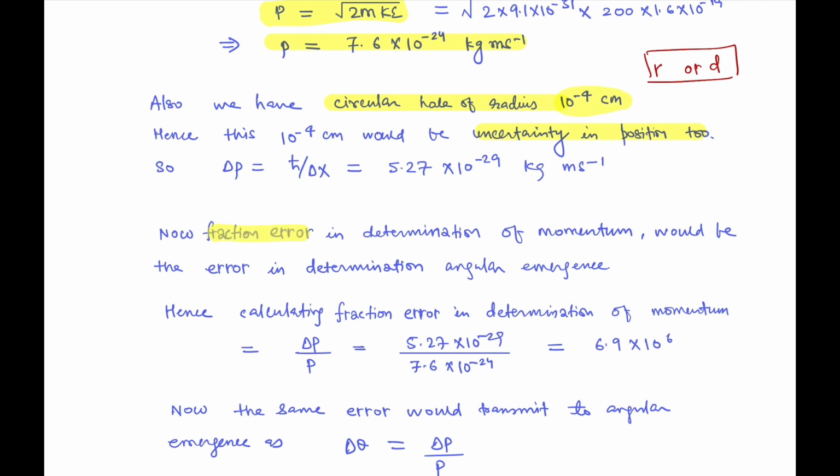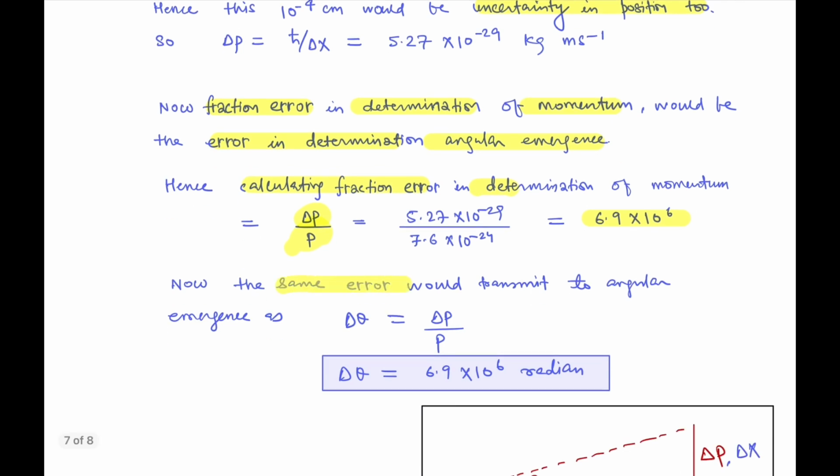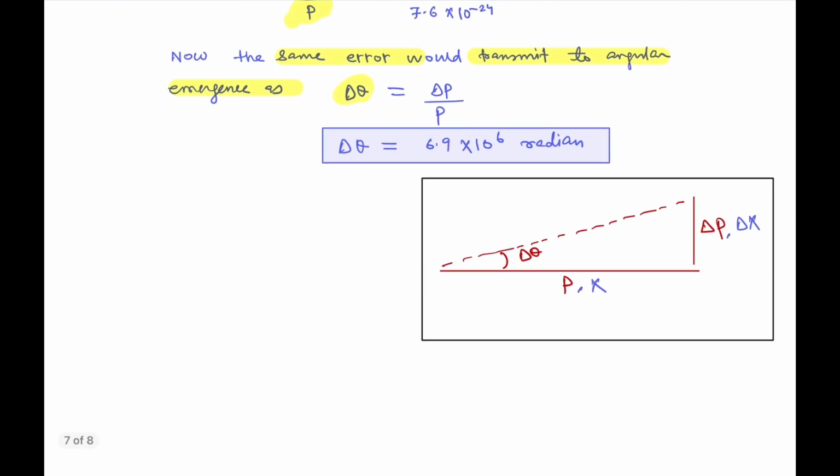So now the fractional error in the determination of momentum would be the error in the determination of angular divergence. We know that we could calculate the fractional error, that is delta p divided by p, and this is just going to be 6.9 into 10 to the power 6. This is such a small quantity. So the same error would also transmit to the angular divergence. So this is going to be delta theta. And this is the schematic here.